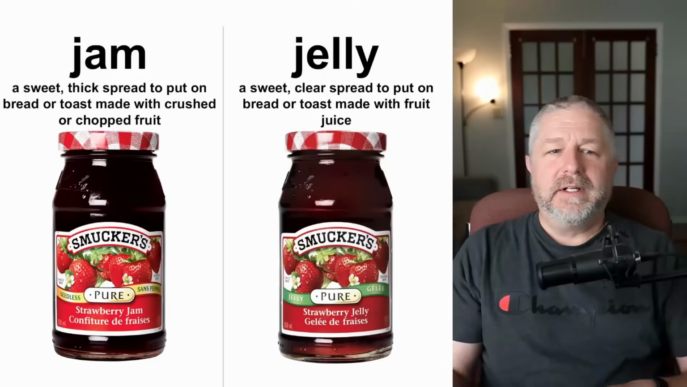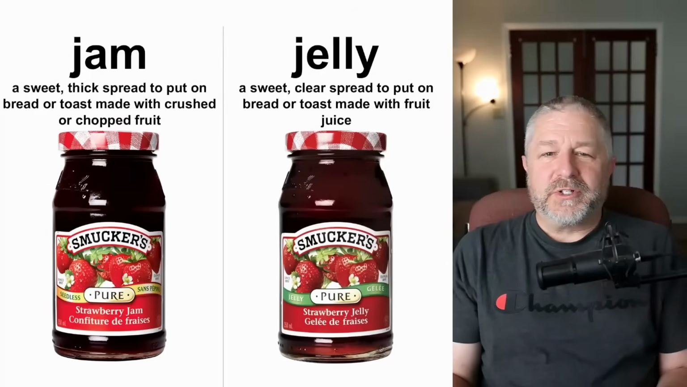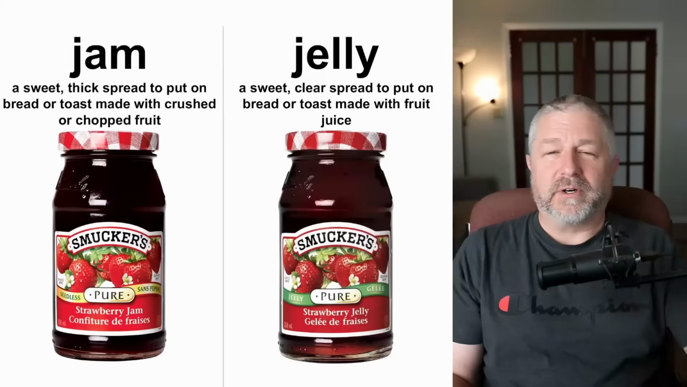So jam, a sweet, thick spread to put on bread or toast. Jelly, a sweet, clear spread to put on bread or toast. Jam is made with fruit, chopped fruit or crushed fruit. Jelly is made with just the juice.